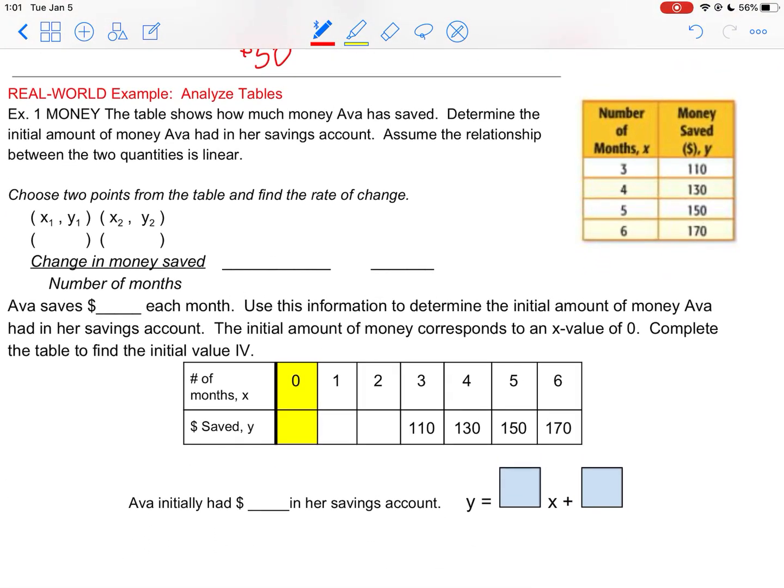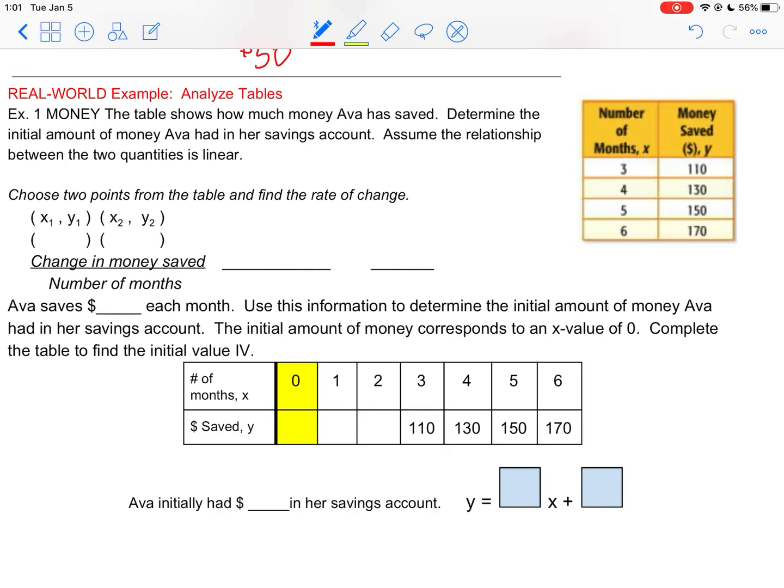All right, so we're going to look at another example here, and this one is about a savings account. The table shows how much money Ava has saved. We're going to determine the initial amount of money that Ava had in her savings account. We have to assume that the relationship is linear, which means that it'll keep the same pattern as it goes. It'll have a constant rate of change. So the first thing we need to do is find that rate of change.